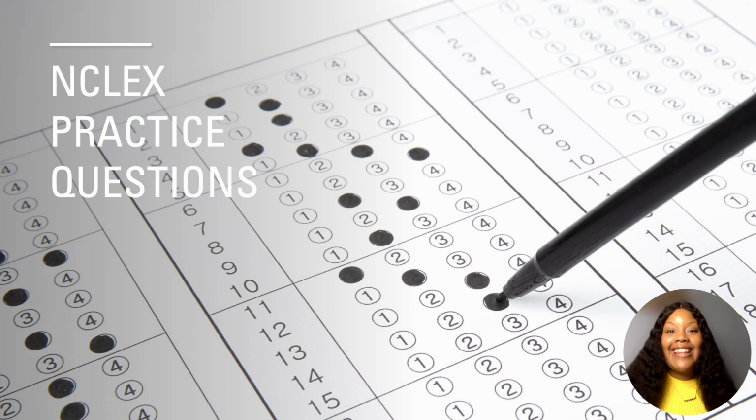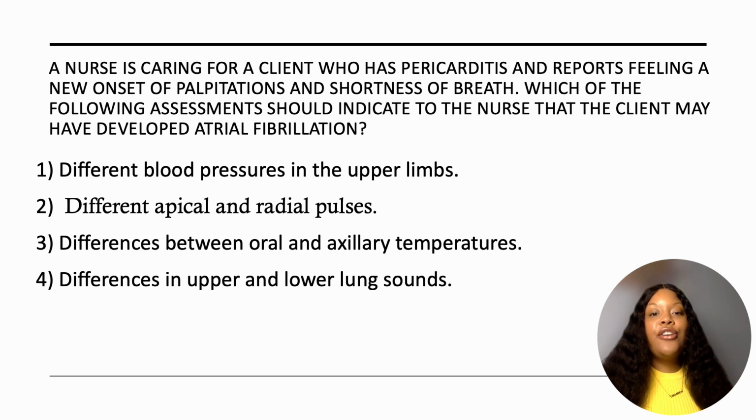So we have learned a lot. So now let's put it to practice and do some NCLEX questions. A nurse is caring for a client who has pericarditis and is feeling a new onset of palpitations and shortness of breath. Which of the following assessments should indicate to the nurse that the client may have developed atrial fibrillation? Is it 1, a different blood pressure in the upper limbs? 2, a different apical and radial pulses? 3, the difference between an oral and axillary temperatures? Or 4, the differences in upper and lower lung sounds?